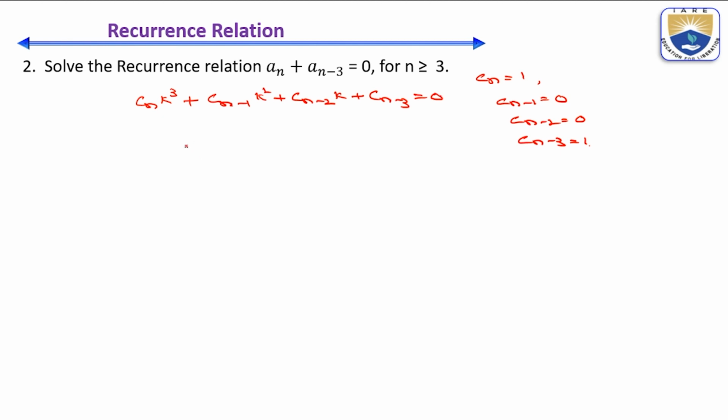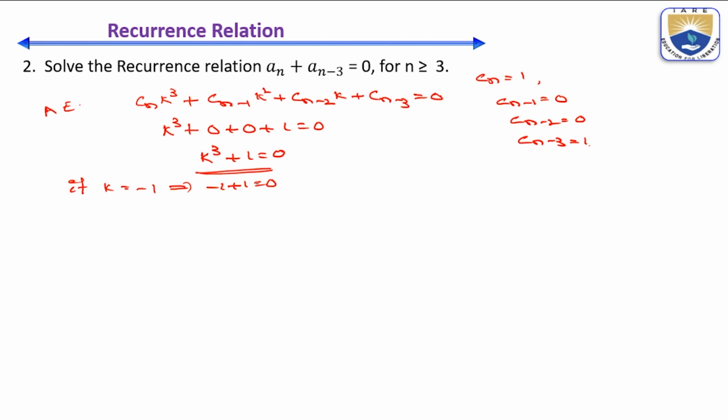Now we are going to substitute the values: k cubed plus 0 plus 0 plus 1 equals 0. So we are having k cubed plus 1 equals 0. Then we are going to find the roots of this auxiliary equation. By trial and error method, if k equals minus 1, then this is going to be satisfied. So we can say that minus 1 is one root, by using synthetic division.